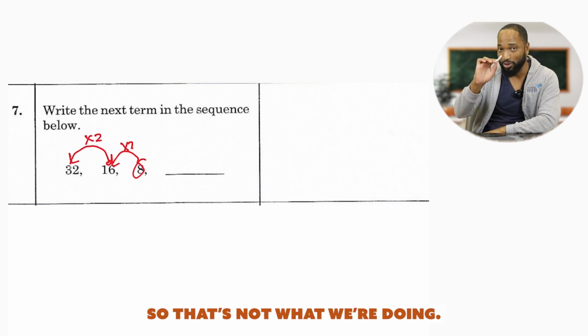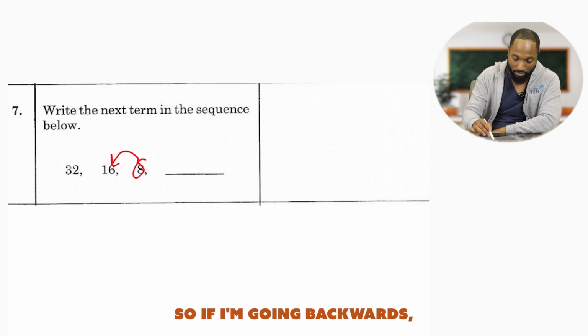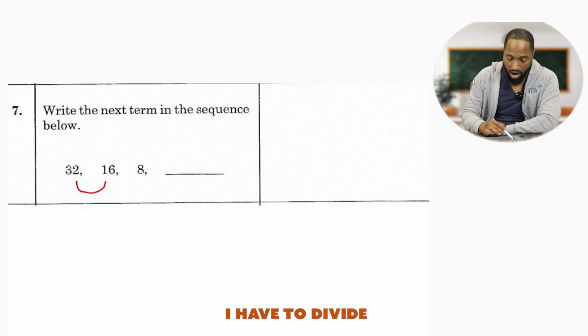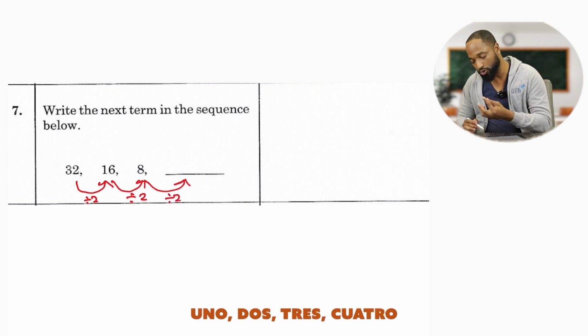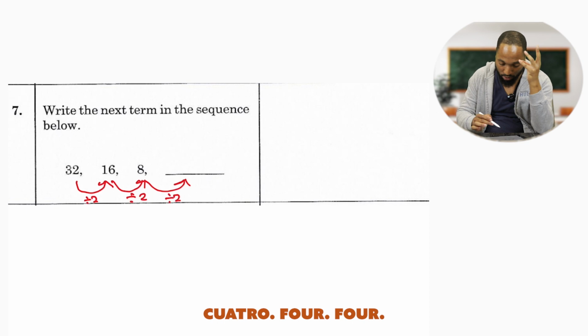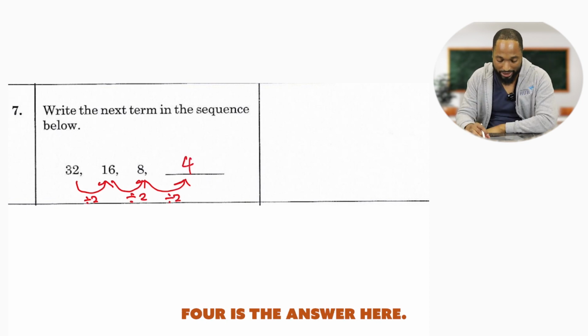So that's not what we're doing. We're going backwards. If I'm going backwards, I have to divide. Divide by 2. 32 divided by 2 is 16, 16 divided by 2 is 8, 8 divided by 2 is, tres, cuatro, 4. 4 is the answer here.